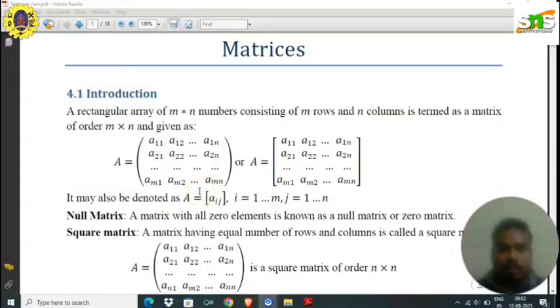Hello everyone. Today we are going to start our session with matrix. So let us see the introduction of matrices. What is a matrix? A rectangular array of m rows and n columns is called a matrix of order m cross n, that is m by n matrix. So the array consists of m rows and n columns.